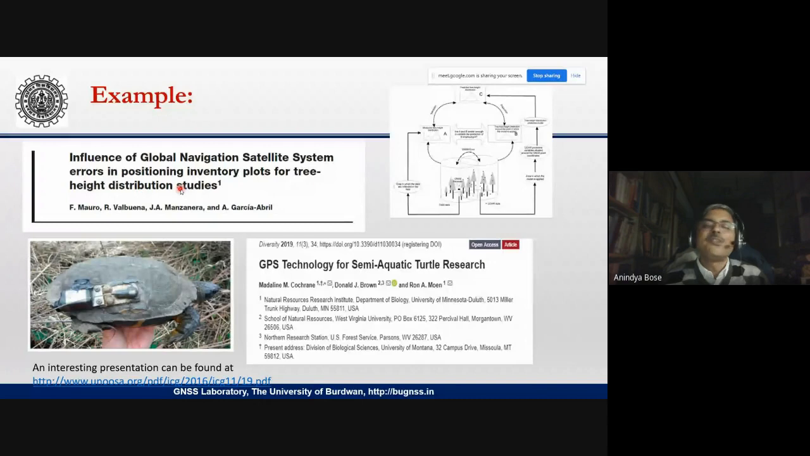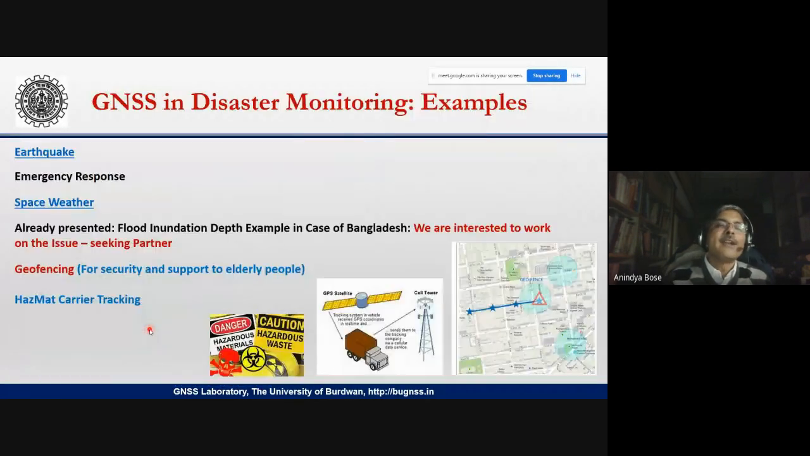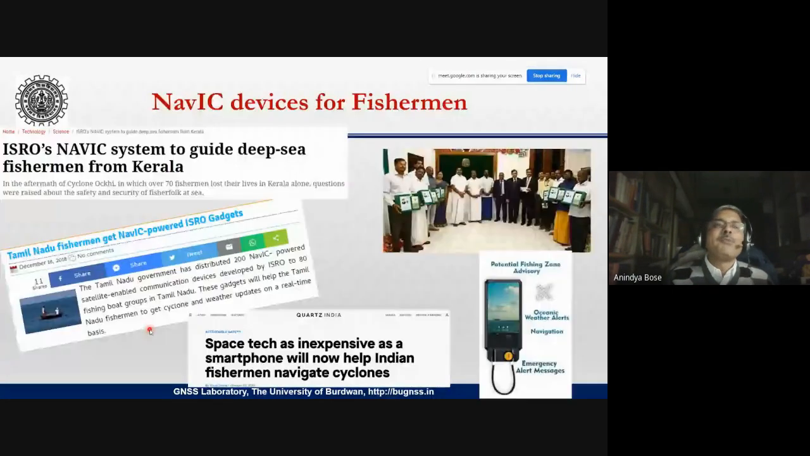Some very critical and typical examples: influence of global navigation satellite system errors in positioning inventory plots for tree height distribution studies, showing how GNSS is used for tree height distribution. Similarly, GPS technology for semi-aquatic turtle research. They've fixed one GPS receiver on the back of a turtle and are tracking where it goes and what its movement pattern is. Similar examples are in disaster monitoring, in tsunami monitoring, and NavIC devices for fishermen.